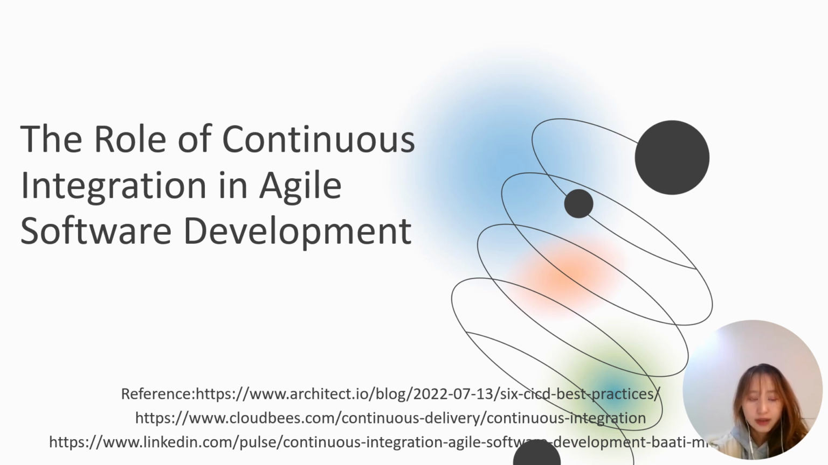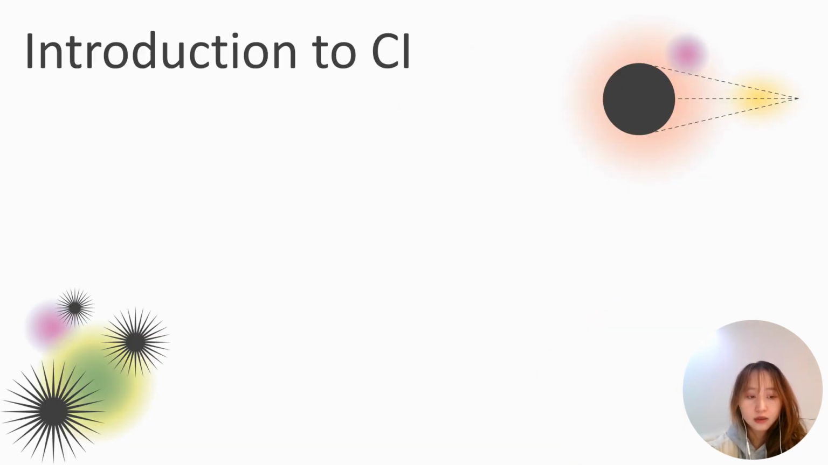Everyone, this week our topic is about the role of continuous integration in Agile software development, and I have listed three references I have used below. Okay, now let's go into our topic. First, I have an introduction to CI.